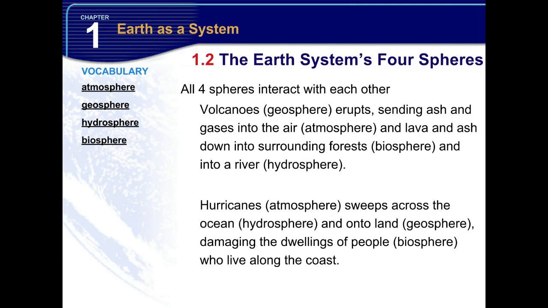Now, all 4 spheres interact with each other. Here are a couple examples. First, volcanoes. Volcano is a part of the geosphere. It erupts, sending ash and gases into the atmosphere, and lava and ash down into the surrounding forest, which is a biosphere, and into a river, which is a hydrosphere. Hurricanes, part of the atmosphere, sweeps across the ocean, the hydrosphere, and onto land, the geosphere, damaging the dwellings of the people, which is the biosphere, who live along the coast.